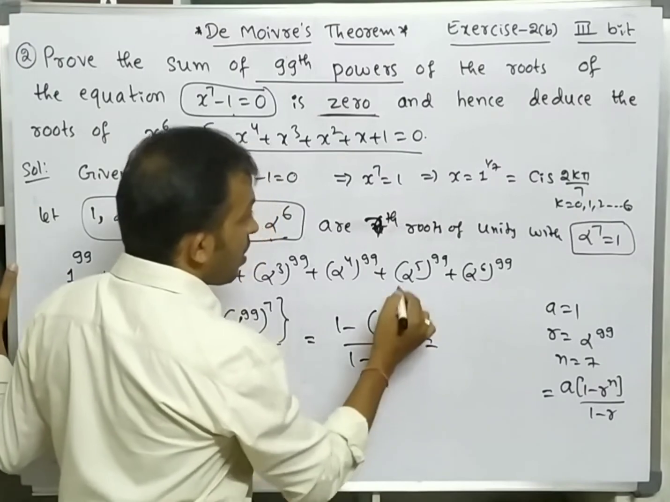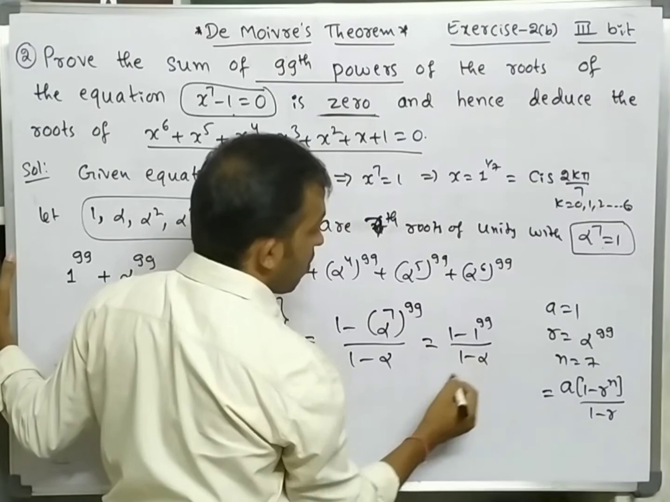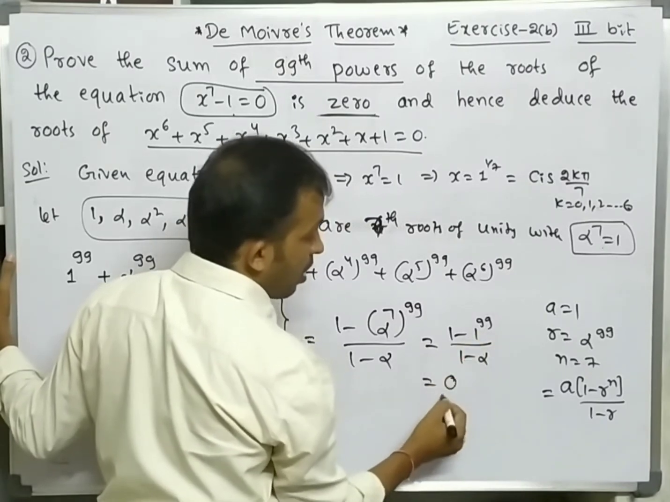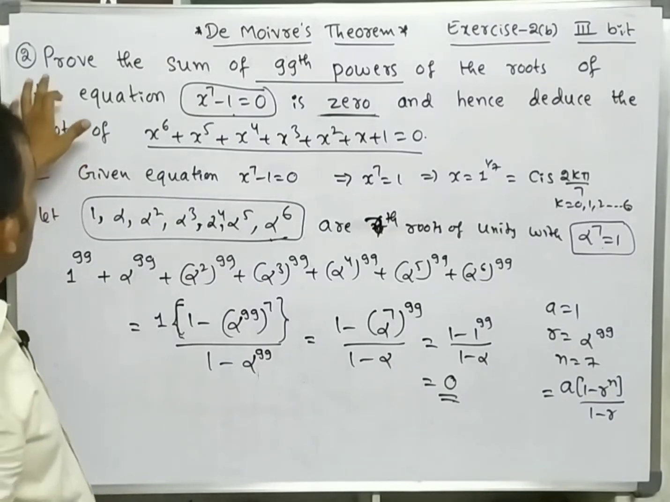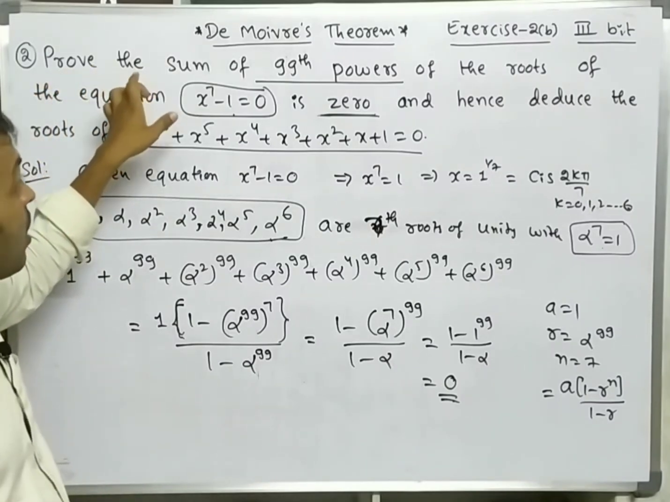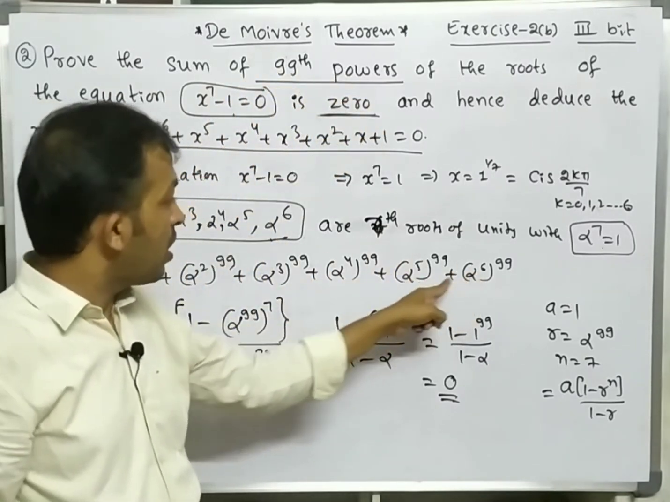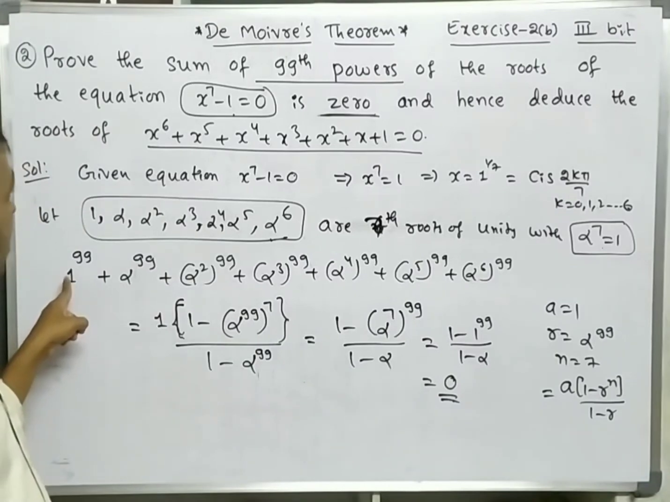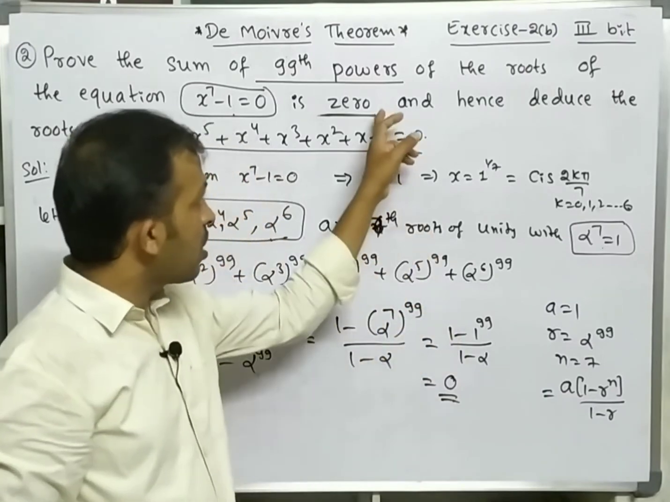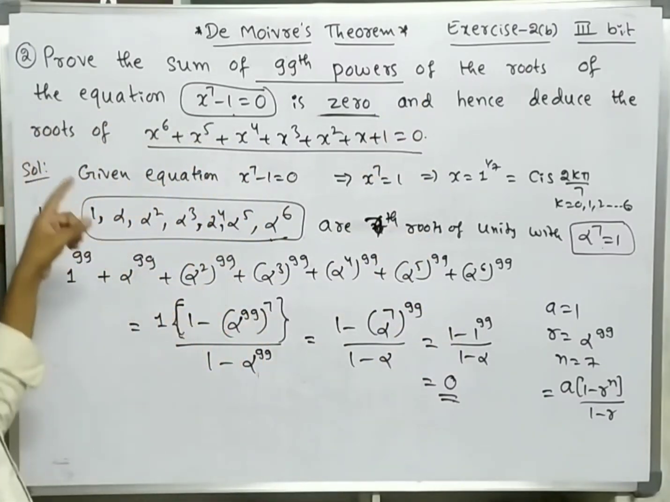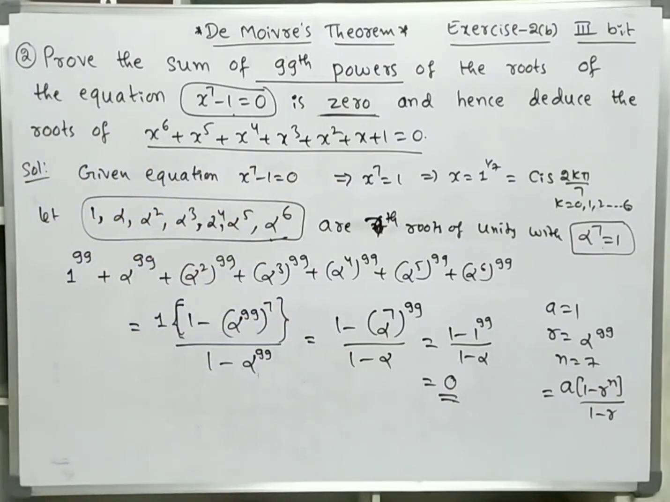So alpha power 7 value, how much? 1. So 1 minus 1 power 99 by 1 minus alpha. So 1 minus 1 value is 0. Okay, 0 by something is 0. So therefore the first statement is completed. The sum of the 99th powers of the zeros, the roots of the equation x power 7 minus 1, is 0. So this statement is proved, and hence deduce the roots of this. Okay, so we should find the roots of that equation.